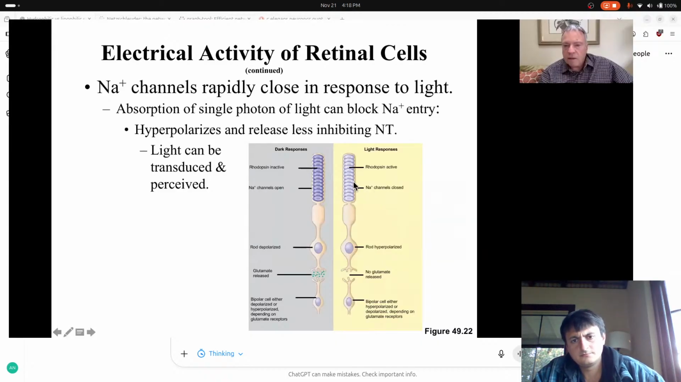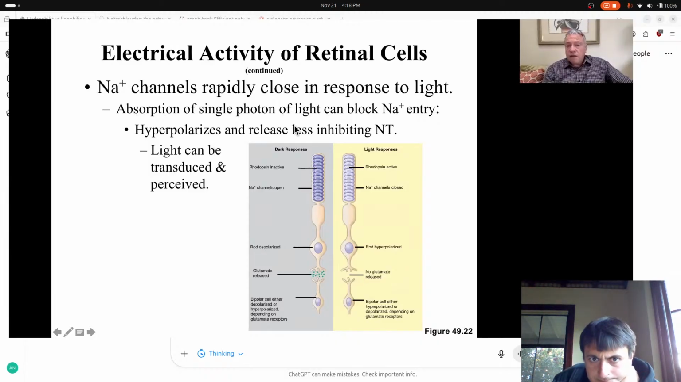In the light, the pigment changes shape, the gates then close, so it stops releasing the inhibitory neurotransmitter. So now the bipolar cell releases its neurotransmitter. Okay, so the light is blocking the inhibitor, therefore allowing the bipolar cell to fire. And this, again, makes it so sensitive that in many cases a single photon of light can cause a response.